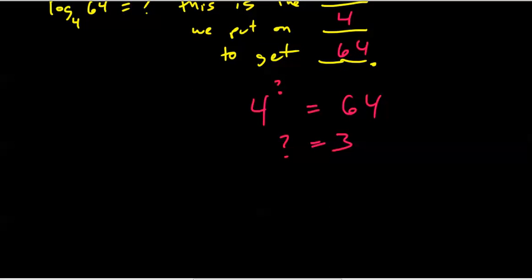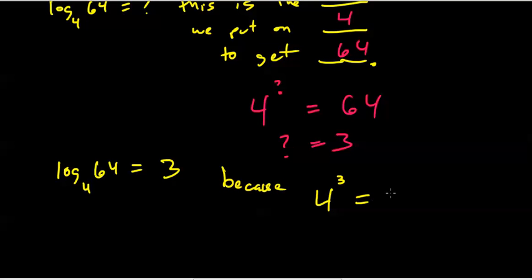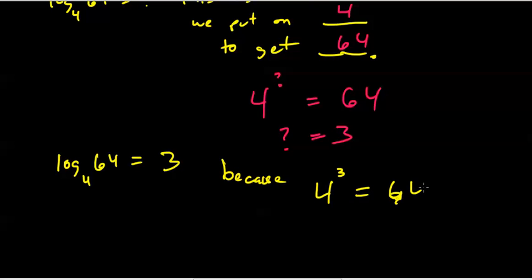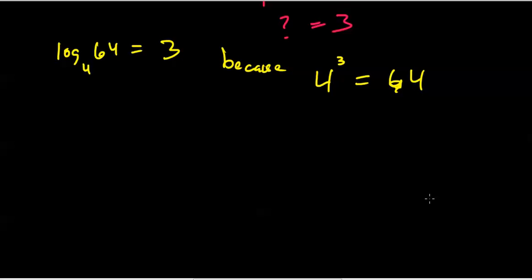So I claim the log of 64 base 4 is 3 because 3 is the exponent we put on 4 to get 64. Now again, this takes some getting used to. You're going to have to be able to go from logarithmic form to exponential form pretty fluently.